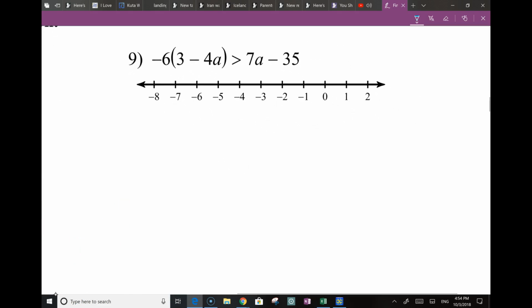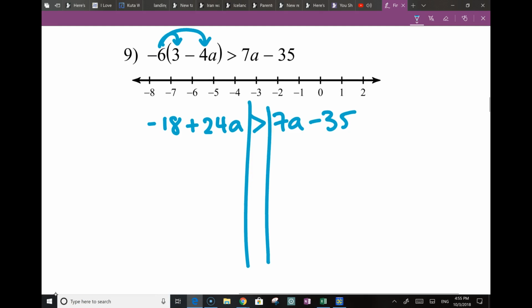So it's more or less the same thing. However, you have to do a bit more solving. So the first thing I need to do is distribute this negative 6 inside. And that would be negative 18 plus 24a. On the right side, we have 7a minus 35.